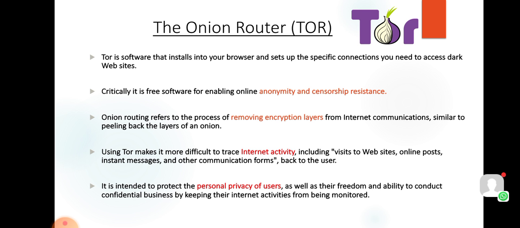Critically, it is free software for enabling online anonymity and censorship resistance. Onion routing refers to the process of removing encryption layers from internet communication, similar to peeling back the layers of an onion. Most of the time some encrypted site will be available and we are not able to access such sites. So for accessing such encrypted information, we require the Onion Router, which removes the encryption layer and applies onion layers, so that using TOR makes it more difficult to trace internet activity.